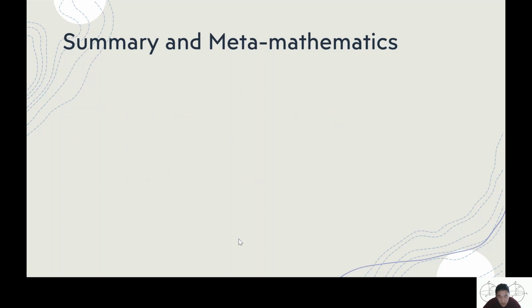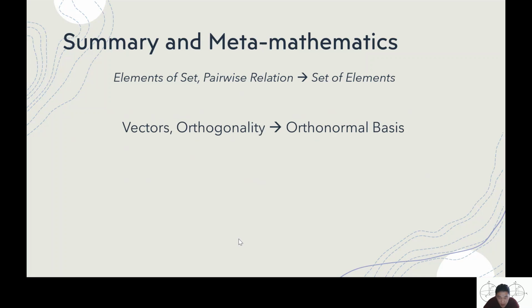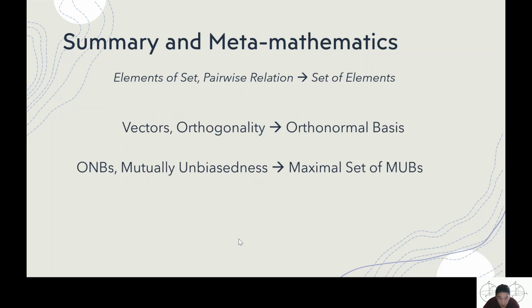Cool, so that pretty much wraps up this section, but let's go through a real quick summary and some metamathematics. Throughout this section, we started by identifying some elements of a set and a pairwise relation which belong to a mathematical object. We looked at vectors and orthogonality, which gave us an orthonormal basis. We then looked at orthonormal bases and mutual unbiasedness, which gave us a maximal set of mutually unbiased bases. And with each object, we unpacked a definition, provided some examples, and connected them to each other.